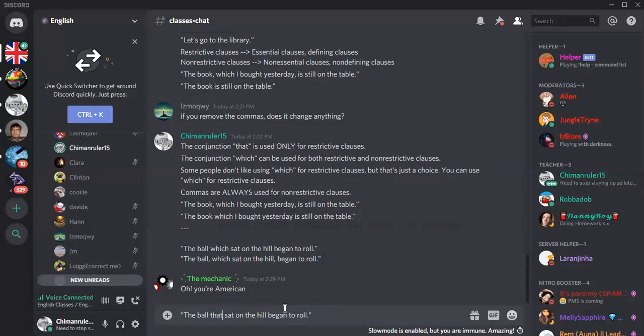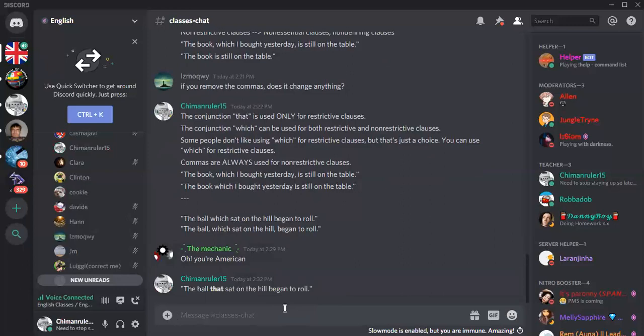So let's go ahead and replace this with that, and let me boldface it. You could replace the which in the first sentence with that, and it would still make sense, because again, which can be restrictive or non-restrictive. So you could replace a restrictive which with that, and it would still mean the same thing. But with the second sentence, you can't do that. And let me show you.